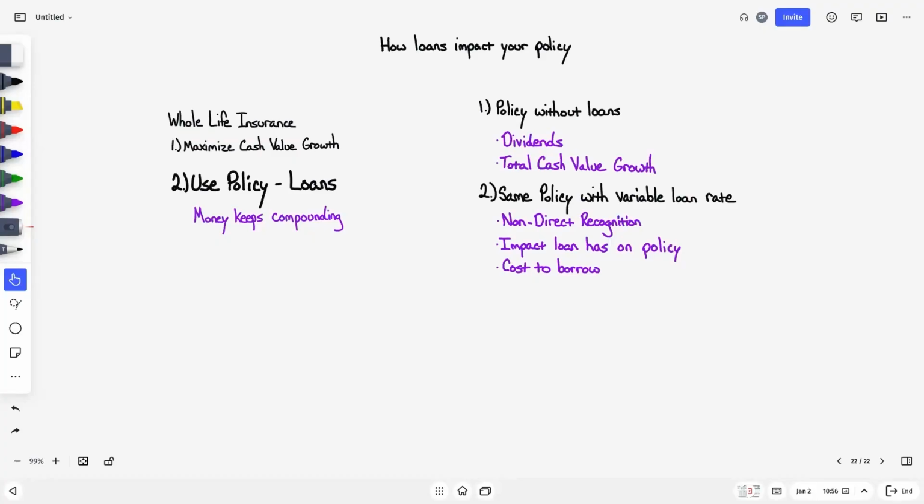But what we'll look at here is the impact that the loan has on a policy while the loan is outstanding and also after it's paid back. And then we'll look at the cost to borrow as well.